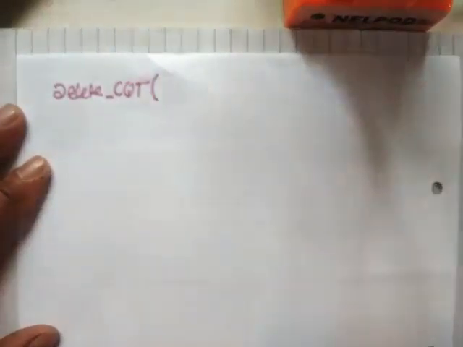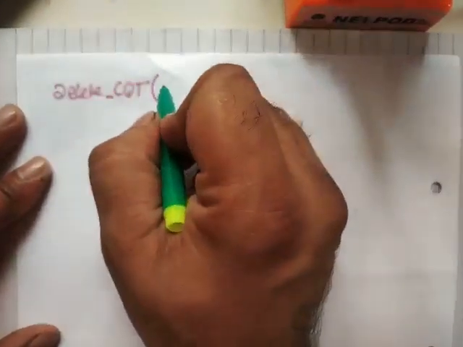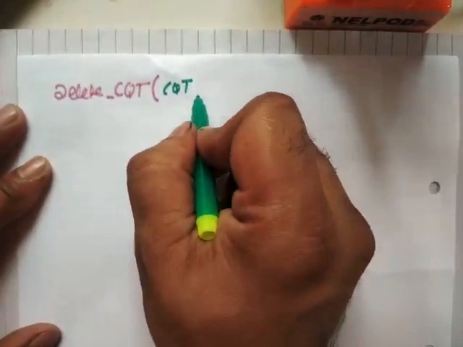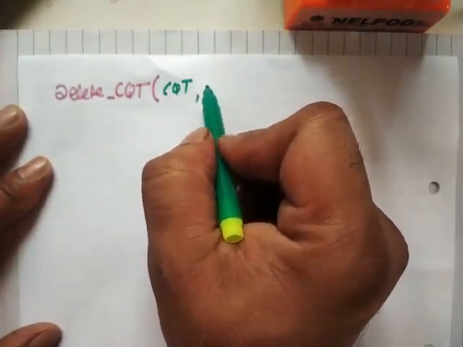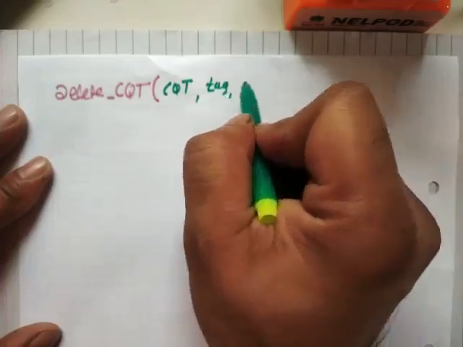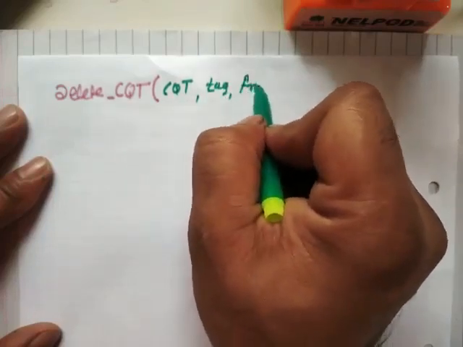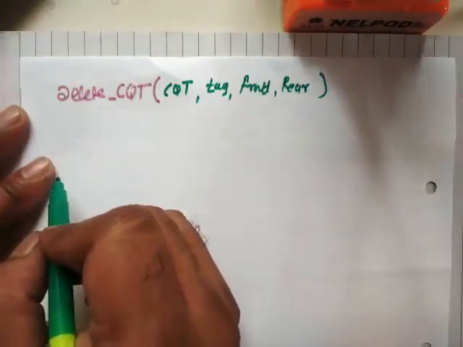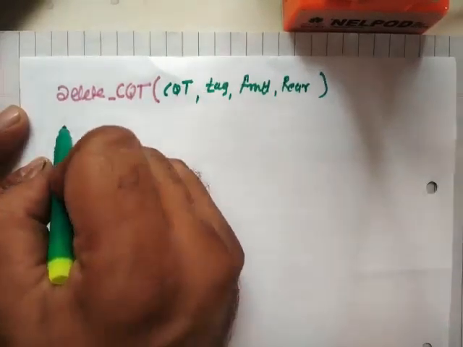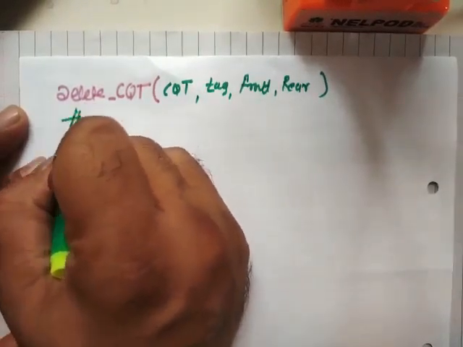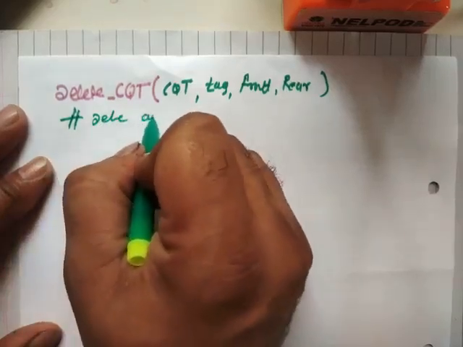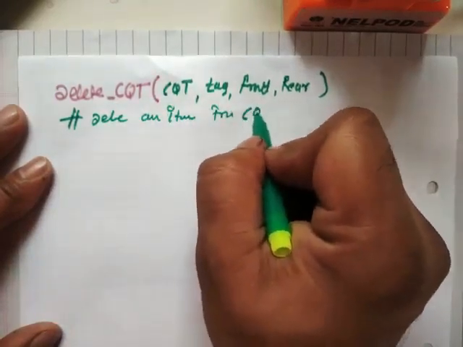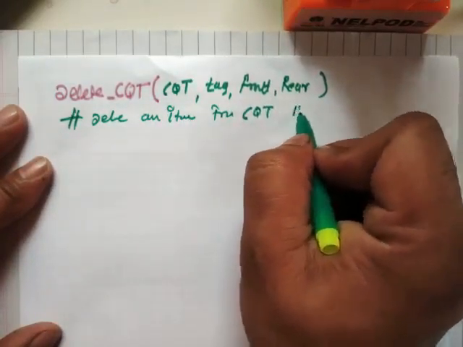Now this algorithm basically takes as an input the circular queue array, then the tag variable, then the front position and rear position. So this is basically the input taken by the add CQT algorithm. This algorithm basically deletes an atom from the CQT array whose size is 1 to n.